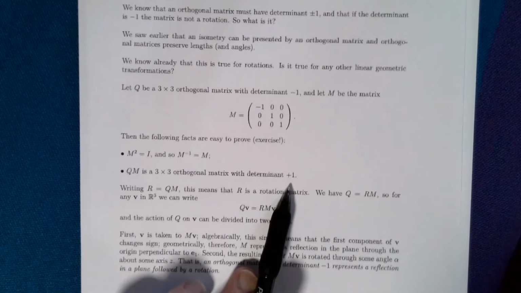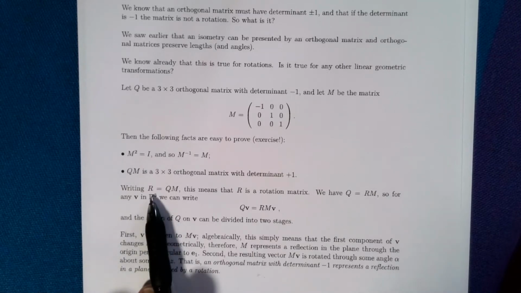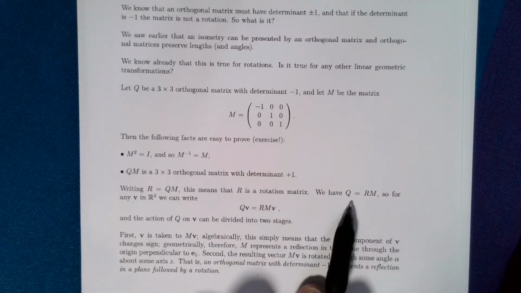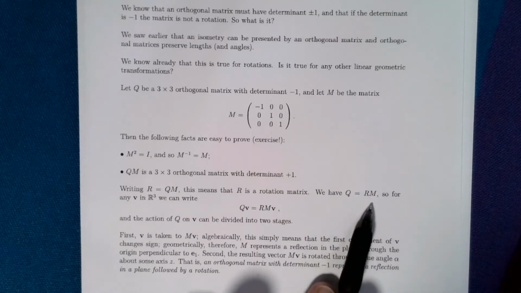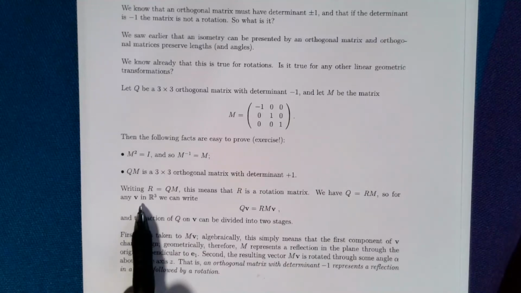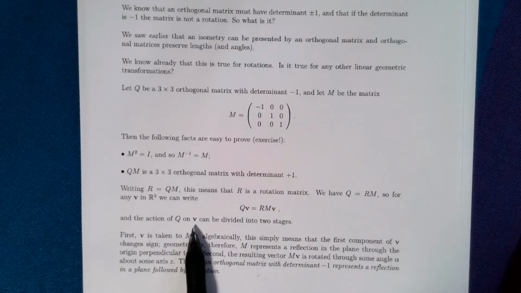So that means this composite Q times M, which I'm calling R, is a rotation matrix. And that means for this Q, I can now multiply both sides by M inverse, which is M. So Q is RM. And so that means for any vector v in R cubed, we can write Qv is RM times v.